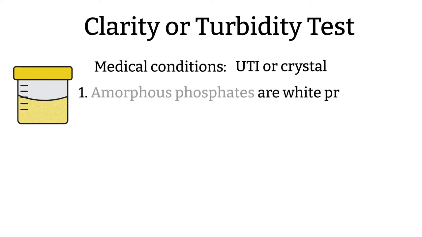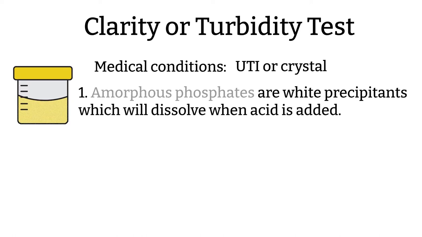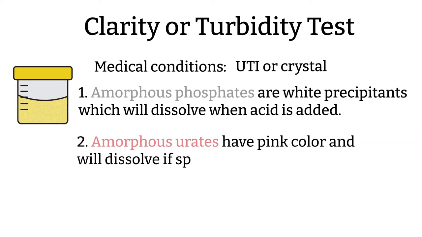First, amorphous phosphate in alkali urine. Amorphous phosphates are a white precipitate which will dissolve when acid is added. Second, amorphous urates in an acid urine. Amorphous urates usually have a pink color, which can be confused with red blood cells. But amorphous urates will dissolve if the specimen is heated.